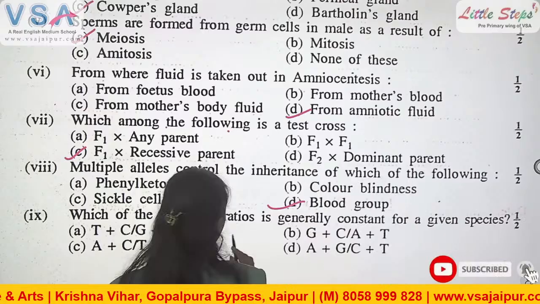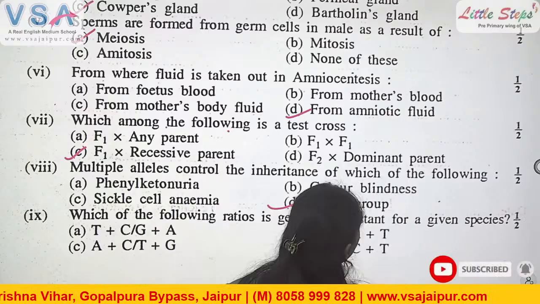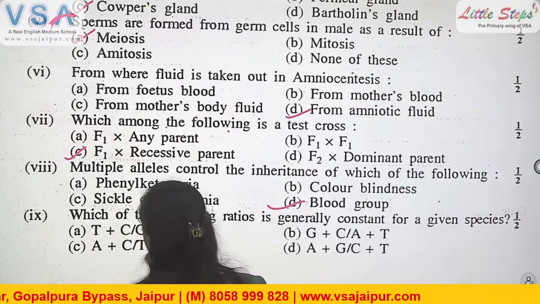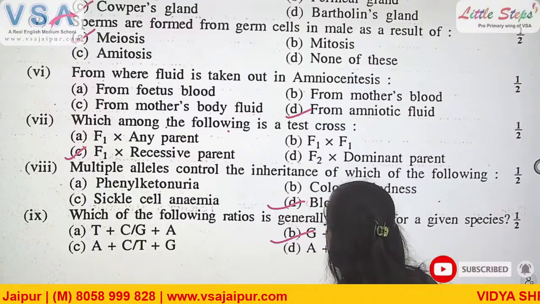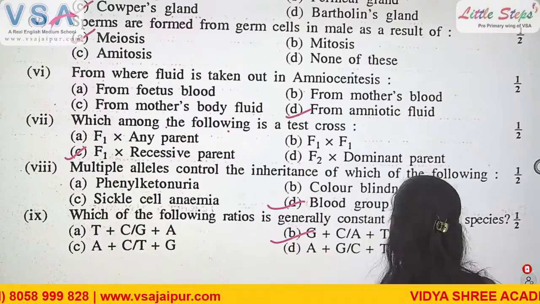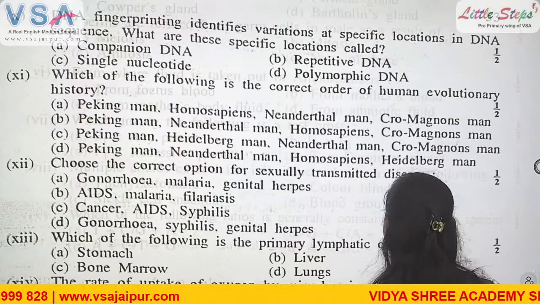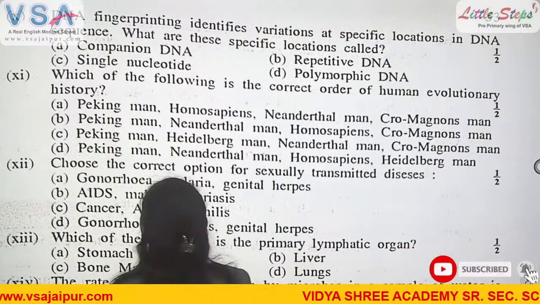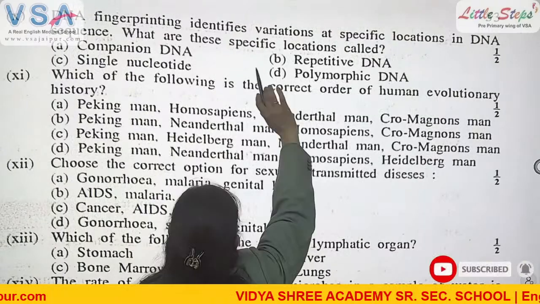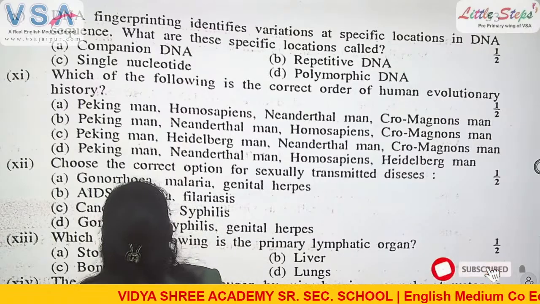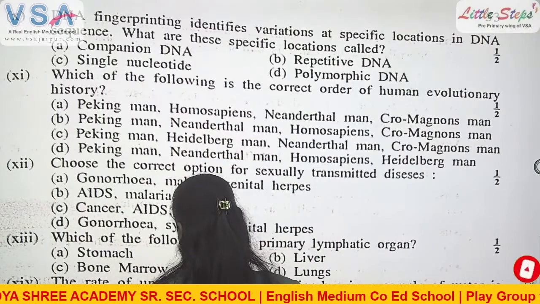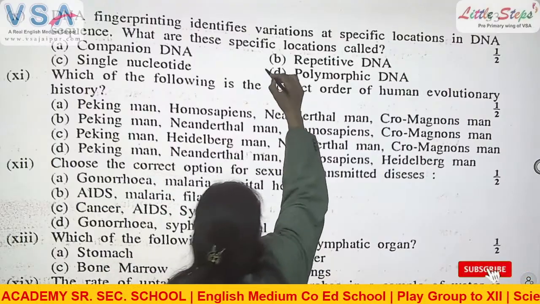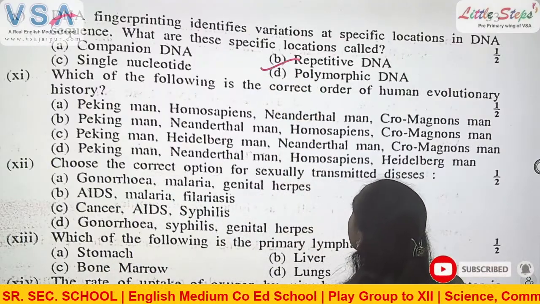Which of the following ratio is generally constant for a given species? Which one will it be? The option B, G plus C upon A plus T. Now next, DNA fingerprinting identifies variation at specific locations in the DNA sequence. What are these specific locations called? These specific locations are called repetitive DNA.